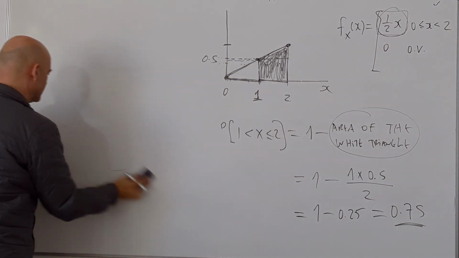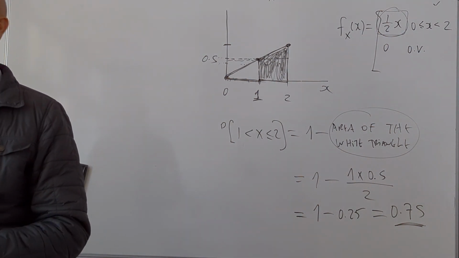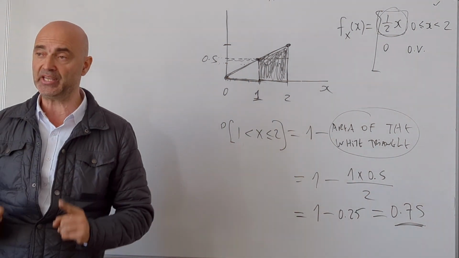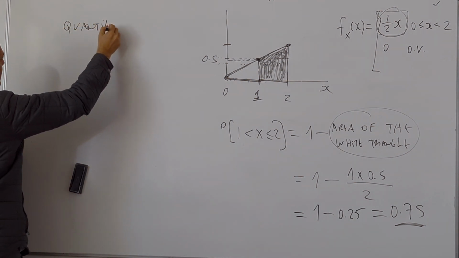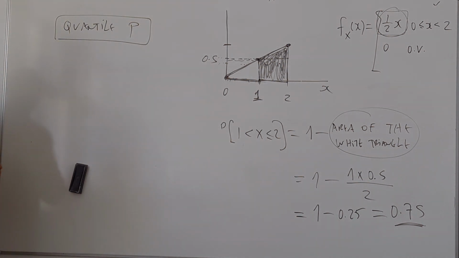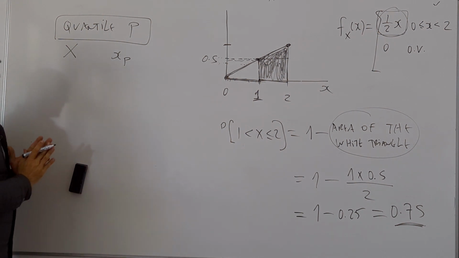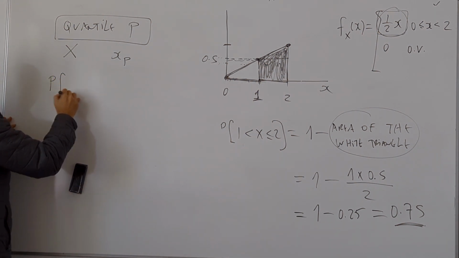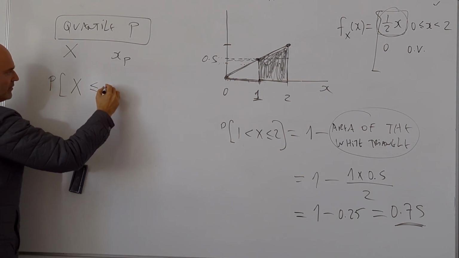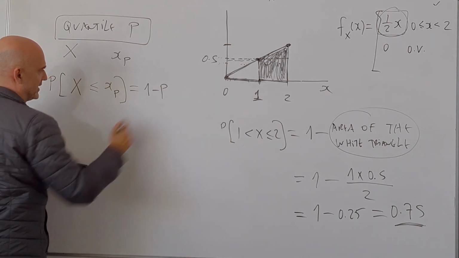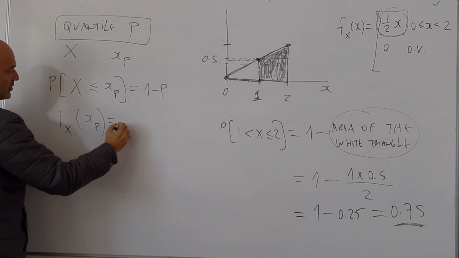When we are dealing with random variables, usually we define a quantile in a different way than what we have done with empirical quantiles. So I will define here the quantile P. For the random variable X, I will denote it by small x_p. And I will say that the probability that the random variable assumes a value up to the quantile is equal to 1 minus p. I can also write this way: big F of the quantile is equal to 1 minus p.